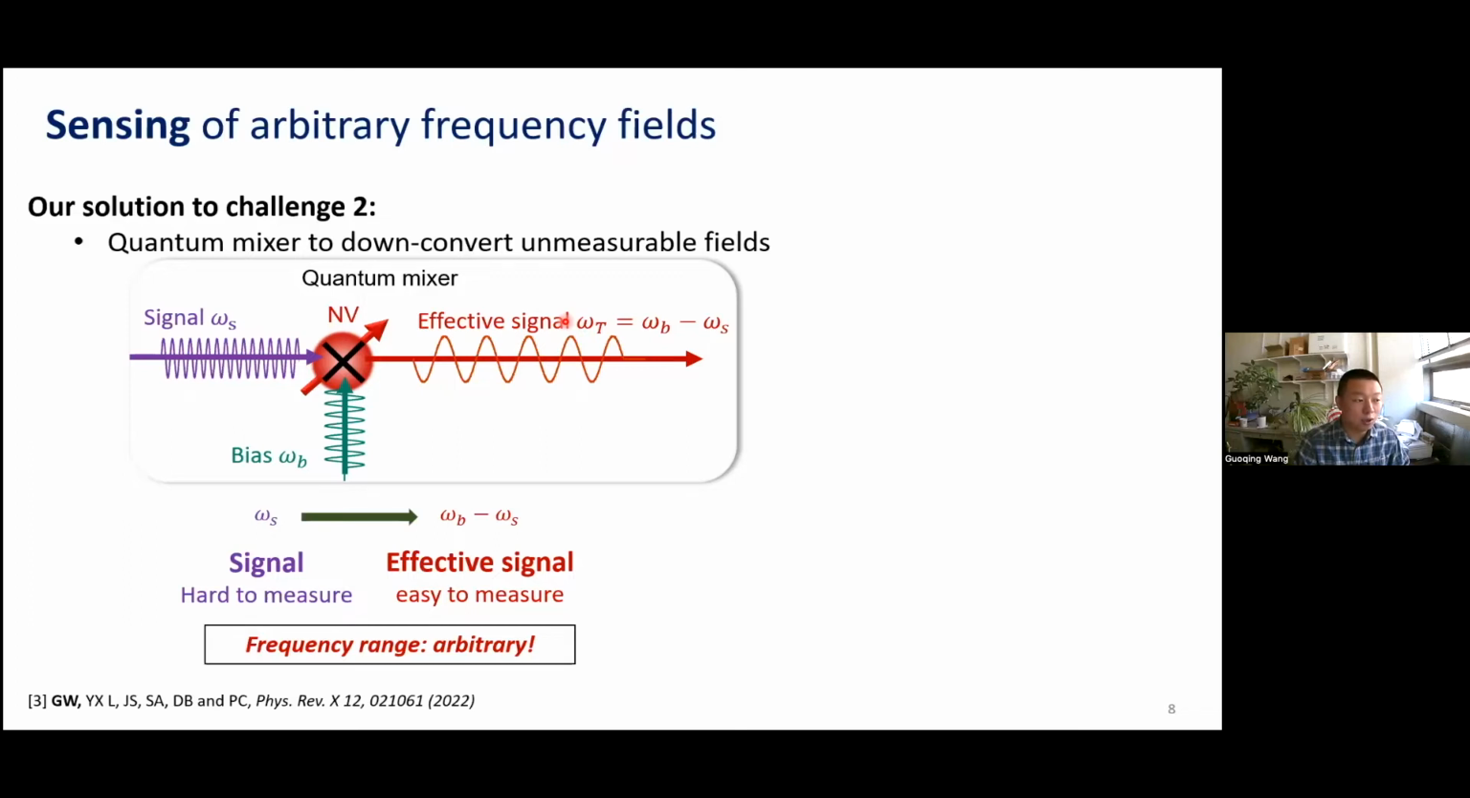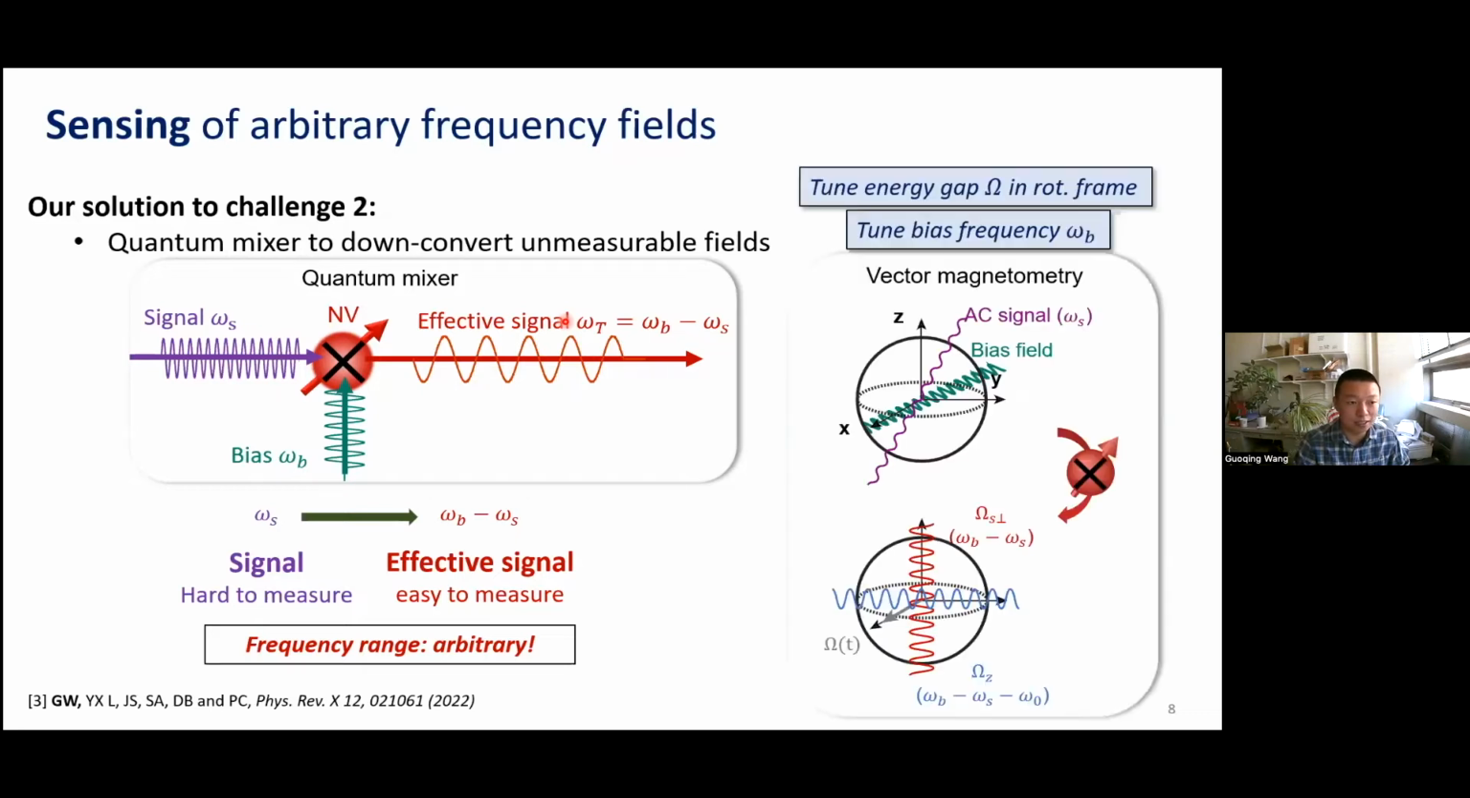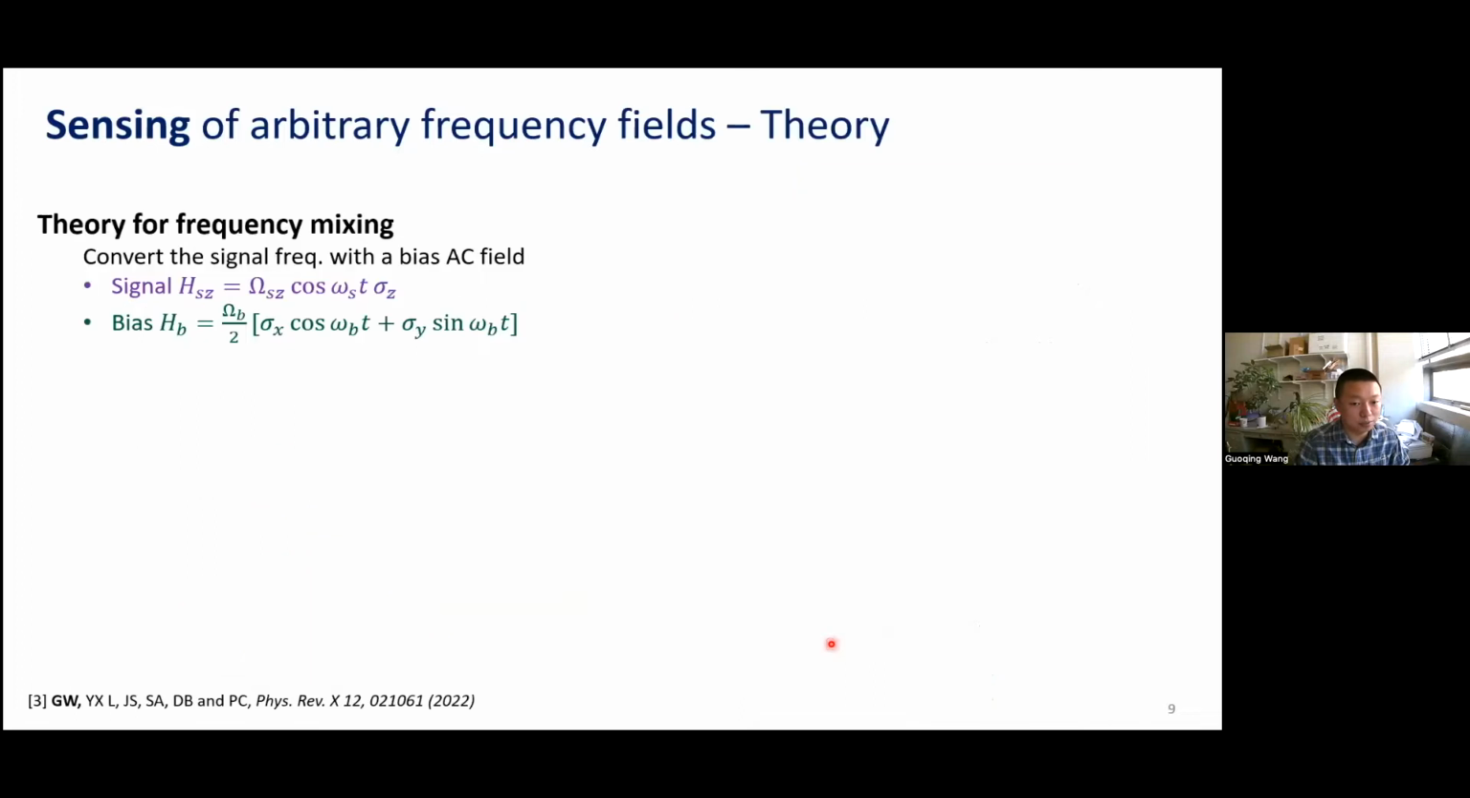So actually, this quantum mixer can be combined with any existing quantum sensing protocols, such as vector AC magnetometry, to build vector AC magnetometry for arbitrary frequency fields. So still, we are using the rotating frame to sense different components of the effective field, but now instead of tuning this energy gap capital Omega, we can tune the frequency omega b to match these two frequencies with this capital Omega. So we are no longer limited by the energy gap capital Omega, which is limited by the hardware limitations. So now let's have a bit more detail about the theoretical background about this quantum mixer.